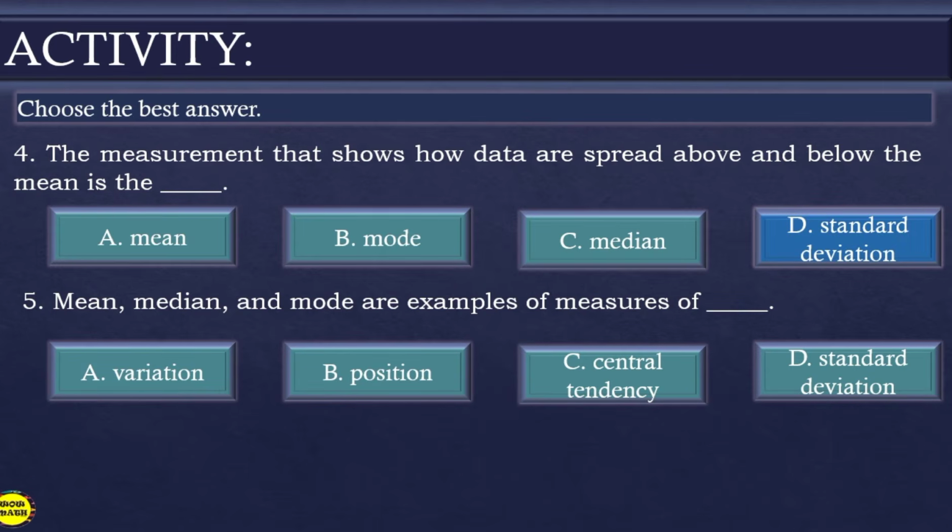And mean, median, and mode are example of measures of blank. Variation, position, central tendency, or standard deviation. Measures of central tendency. Okay, so yung mga yan ay related sa i-discuss natin about parameters.